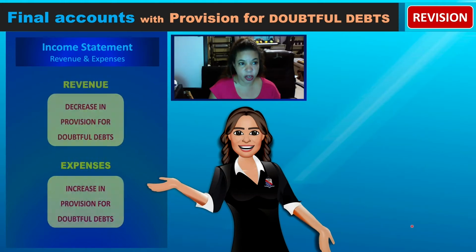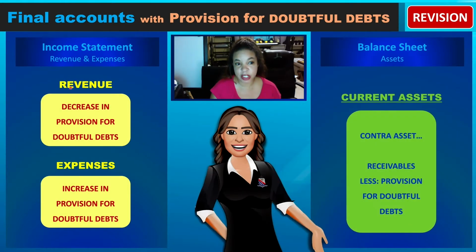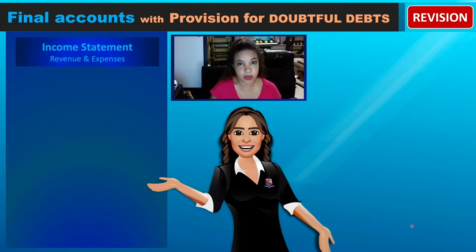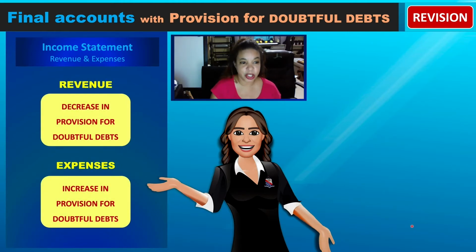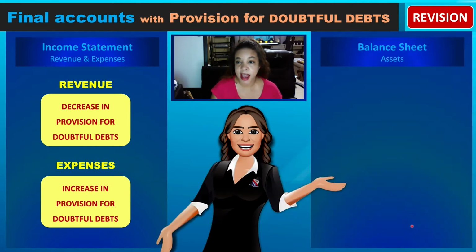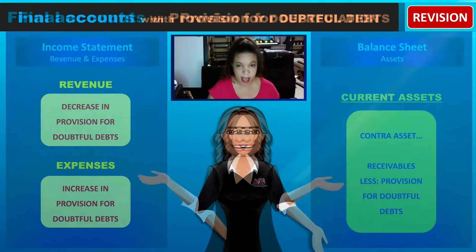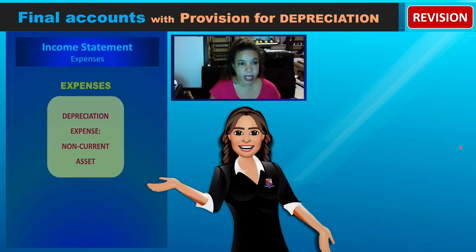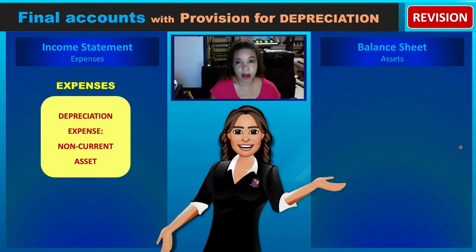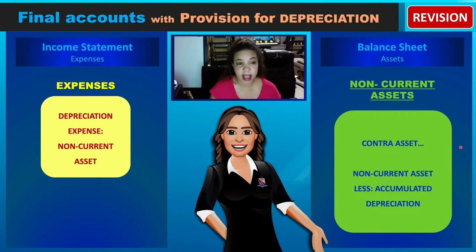And then for your final accounts with provision for doubtful debts, in your income statement, we would have your revenue and your expenses, depending on whether it's an increase or a decrease in the provision for doubtful debts. And then in your balance sheet, you would have the current assets where you less the total provision for doubtful debts from your receivables.